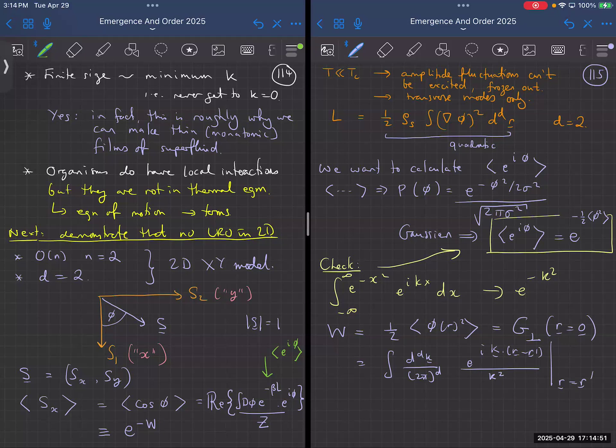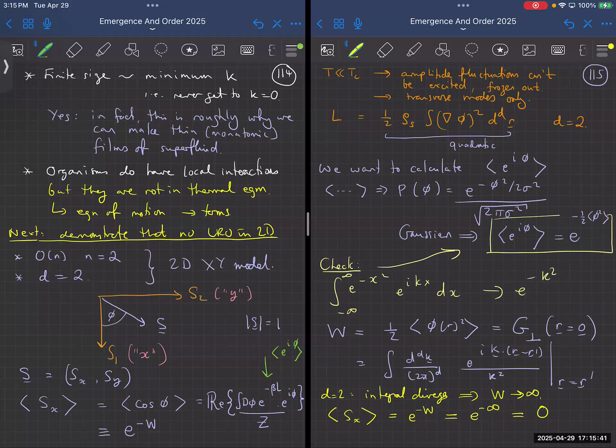So that's what this thing is, and this integral is the thing that I did for you 10 minutes ago. And so what we know is that if I've got this in d equals 2, we know that this integral diverges. And so that means that W goes to infinity. So the Debye-Waller factor goes to infinity. So what that means is that when I compute the expectation of Sx, that is equal to e to the minus W, which is e to the minus infinity, which is equal to 0. So that's the x component is equal to 0.